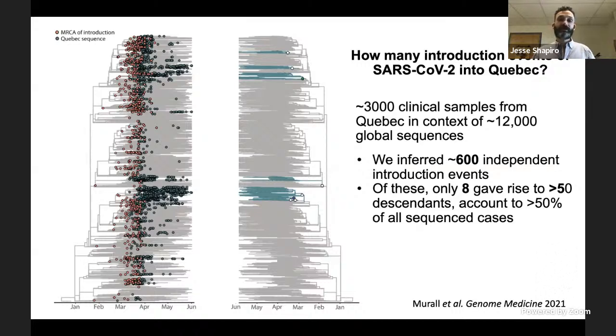So out of 600 independent introduction events that we inferred on the tree, it's really only a minority that are very successful. So most go extinct, but some are successful.